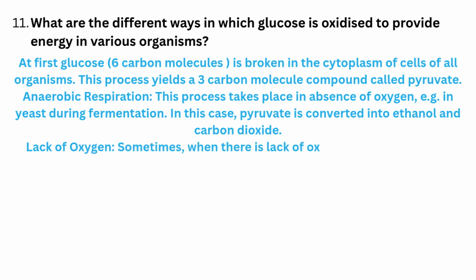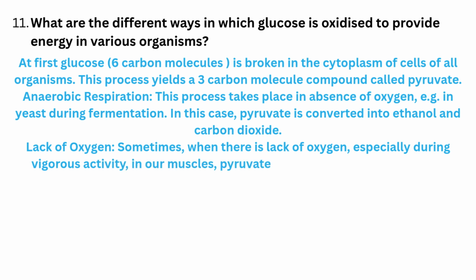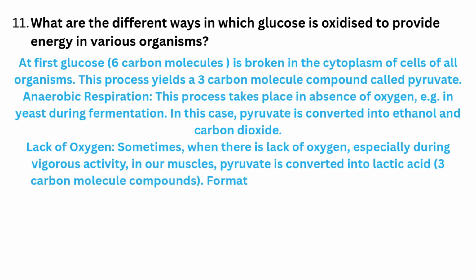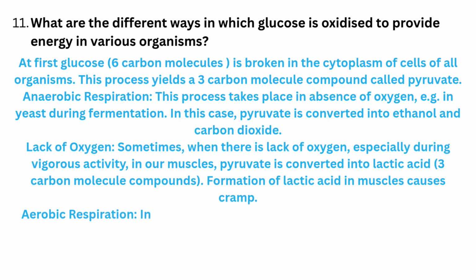Lack of oxygen: sometimes, when there is a lack of oxygen, especially during vigorous activity, in our muscles pyruvate is converted into lactic acid, a 3-carbon compound. Formation of lactic acid in muscles causes cramps.